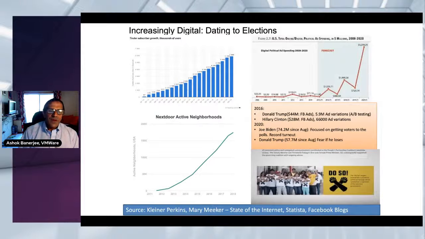This is interesting. In 2016, Donald Trump had 5.9 million variations of the ads targeting voters. Hillary Clinton had 66,000 ad variations. That's a massive difference in inventory. So big data, I'm not saying that's the only reason, but generally big data matters. Digital campaigns matter. And we will see more deeply disambiguated, more deeply personalized systems with a lot more ML. Let's move forward.